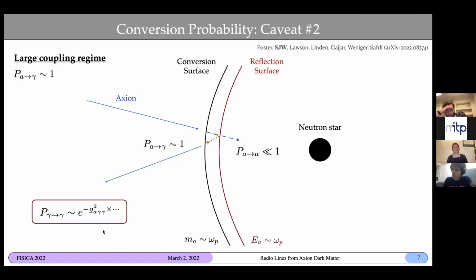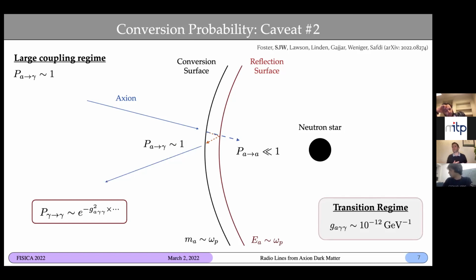So we need to ask ourselves whether or not we're living in the small or large coupling regime. I'm happy to give details after the talk, but since this is a relatively short talk, I'll just jump to the conclusion. It turns out that for the neutron stars that we're interested in here, we expect that transition regime to live around 10 to the minus 12 inverse GeV. Now, for perspective, this is almost 2 orders of magnitude below the CAST bound. Meaning if we are extending the constraints beyond CAST, we are certainly living somewhere between the small and large coupling regime. And we have to deal with this adiabatic conversion of axions and photons, which leads to an exponential suppression of our flux.